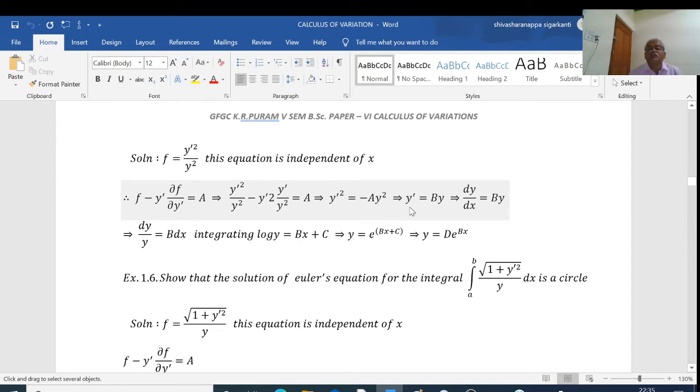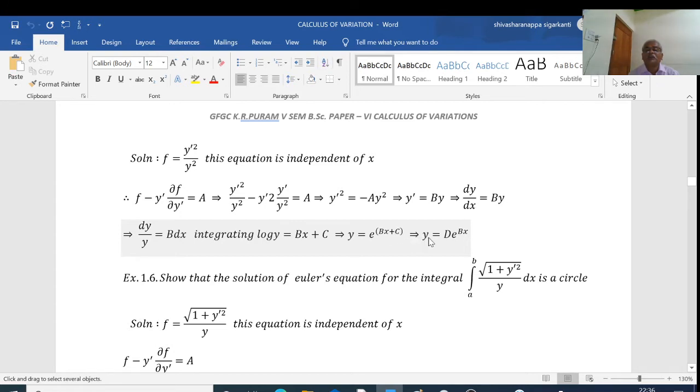Y dash means this is dy by dx, so dy by dx is equal to b into y, separating the variables, dy by y equal to b into dx. Now integrating, we get log of y equal to b into x plus the constant of integration c, or we write y equal to e to the power of bx plus c, that is y equal to e to the power of bx into e to the power of c.